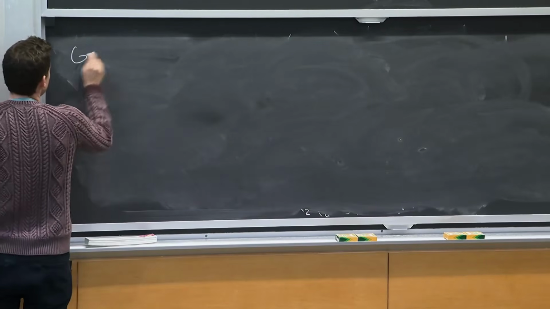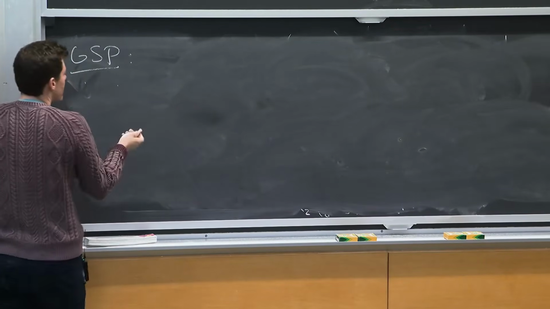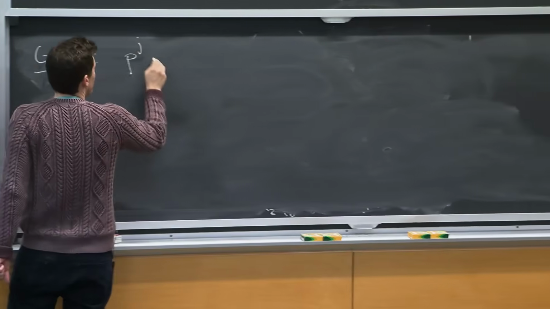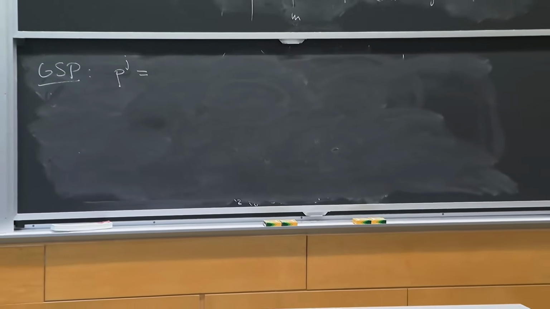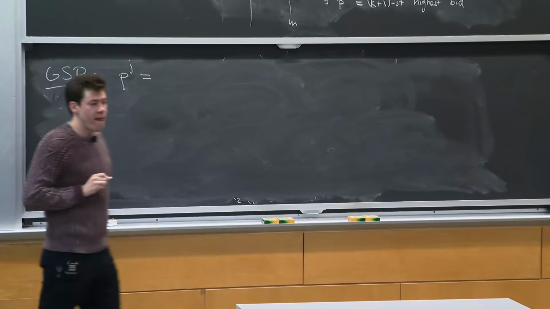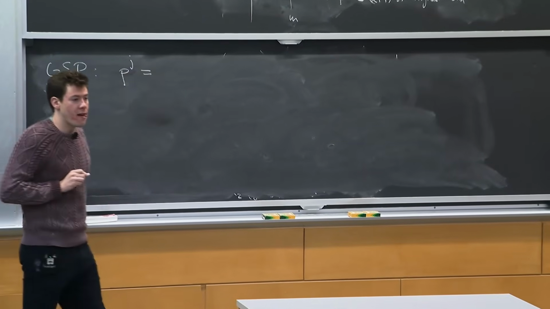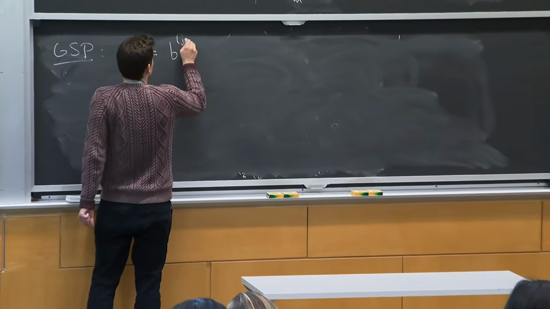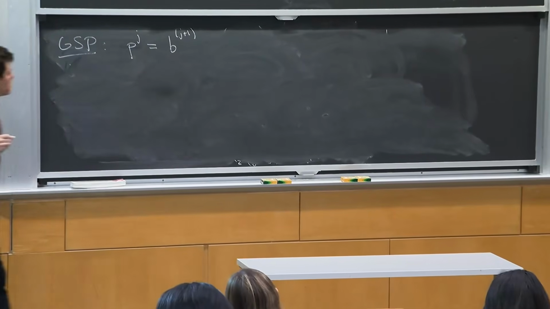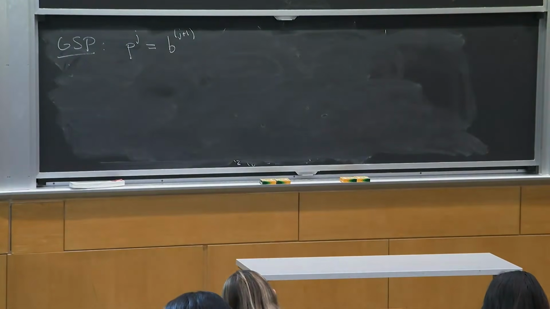If we looked at the GSP, or the generalized second price auction, P_j was what? Just using our notation, what was P_j? What was the payment per click for the jth slot? Right, it was the j plus first highest bid.